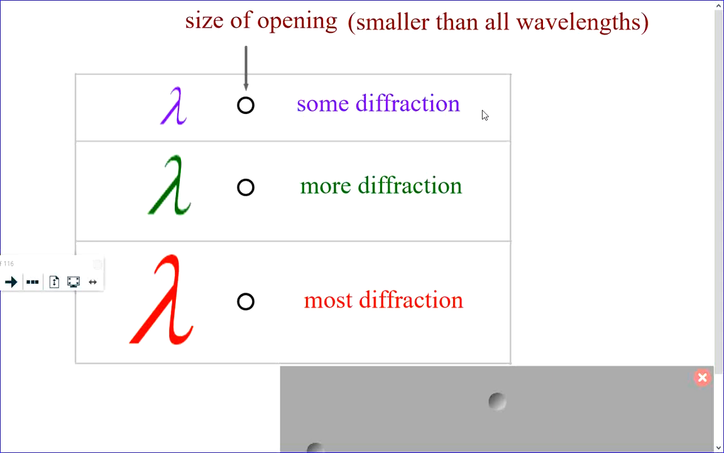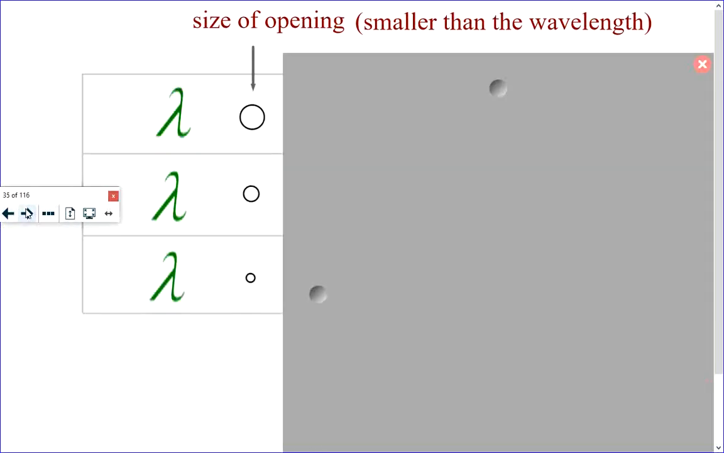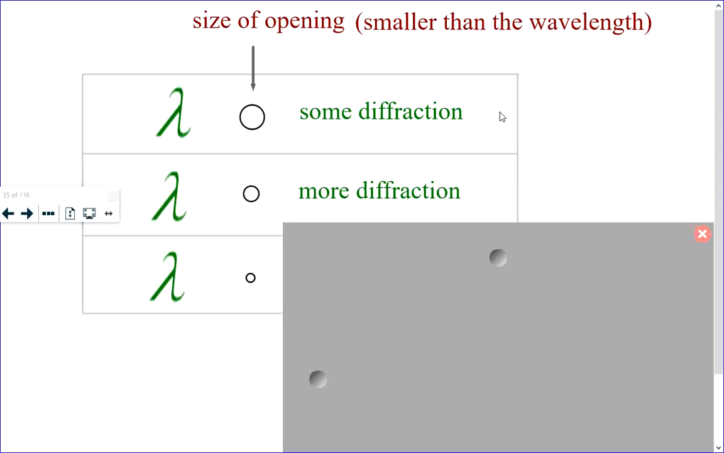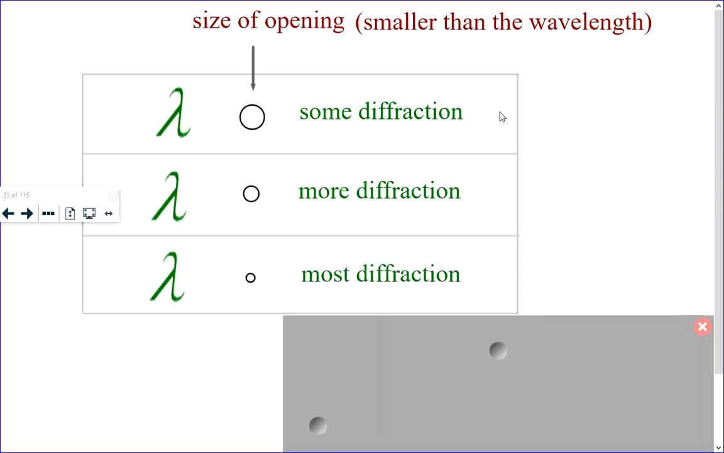Okay? Another comparison that we could make, instead of having three different wavelengths going through the same opening, we could have the same wave going through three different openings. And if I told you that this wave with a particular wavelength goes through that top opening and it diffracts, you should be able to tell me whether that same wave going through a smaller opening will diffract more or less. And it will diffract more because the opening is smaller in relation to the wavelength. And finally, you'd get the most diffraction with the third case because the opening is in relation to the wavelength as small as possible.